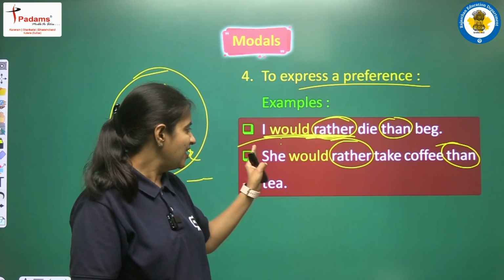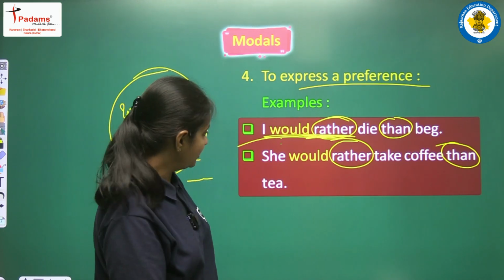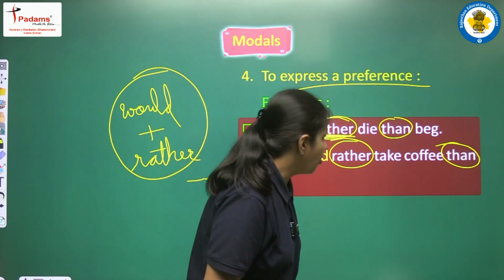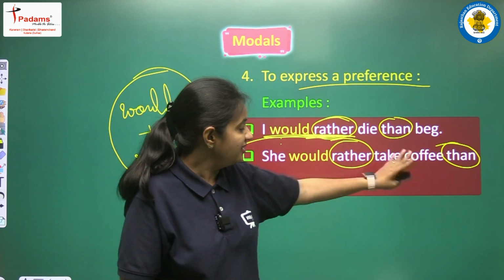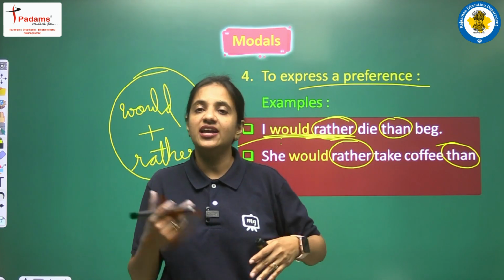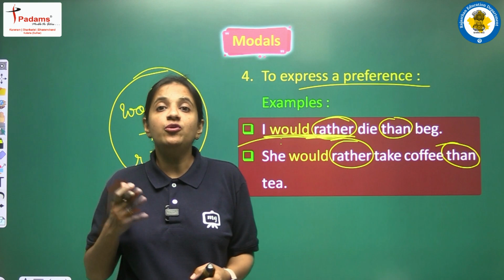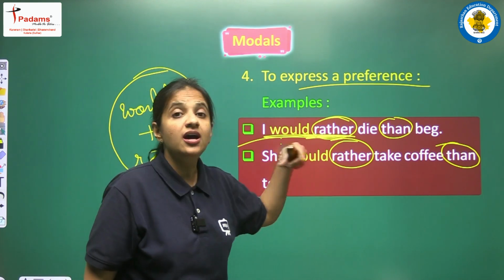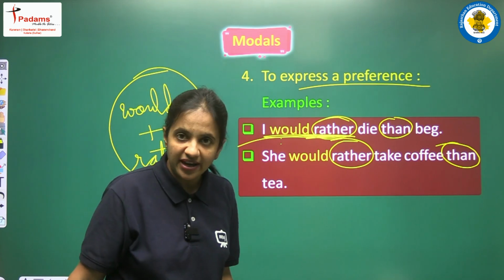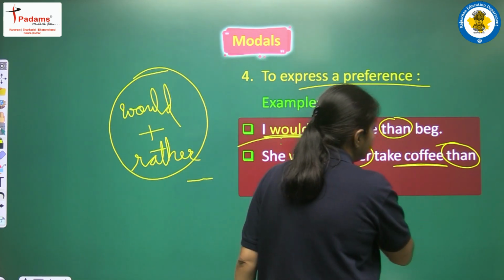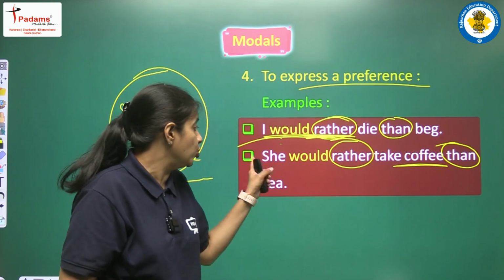Okay, similarly we have one more example here: she would rather take coffee than tea. It means we are talking about one girl, and that girl has two options, right? She can have coffee and she can have tea. So we are showing her preference, her priority. So what is her priority? Her priority is coffee. She is choosing coffee over tea.